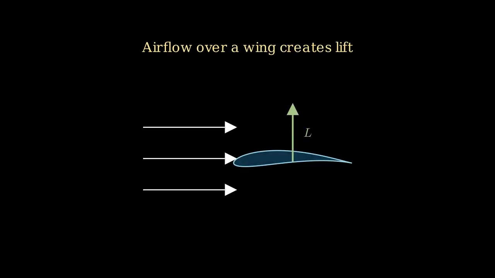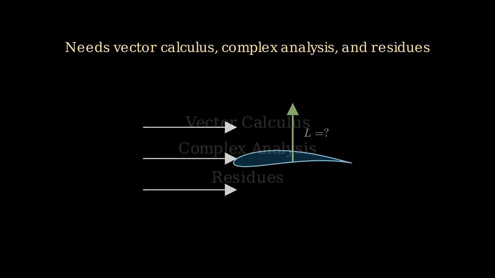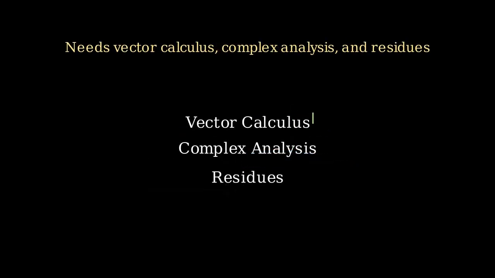Air flows over an aircraft wing, and somehow this produces lift, an upward force strong enough to hold tons of metal in the sky. The question engineers actually need answered is this: how much lift does a given wing shape produce at a given speed? Here's the pattern to recognize. This single question secretly needs almost every tool from this module. Vector calculus to describe the 3D flow, complex analysis to handle the wing's 2D cross-sectional shape, and residues to extract the one number that matters, circulation.